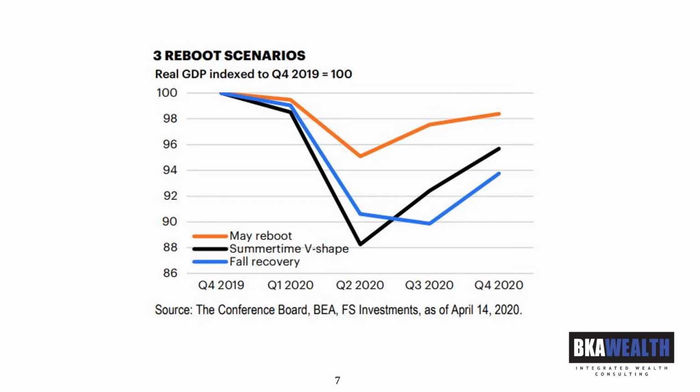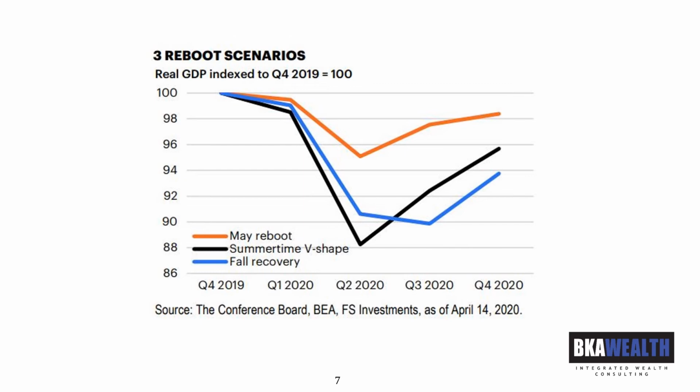Whereas the blue line is a fall recovery. In that scenario, it still shows a fairly dramatic, although not quite as draconian, drop in second quarter GDP as indicated in the summertime V-shaped scenario. But in that case, the fall recovery actually shows us dropping for a third consecutive quarter. So there's a follow-on decline in the third quarter before a fairly robust increase in economic activity in the fourth quarter. And frankly, I think where we are going to wind up is going to be somewhere in between the summertime and the fall recovery scenarios.